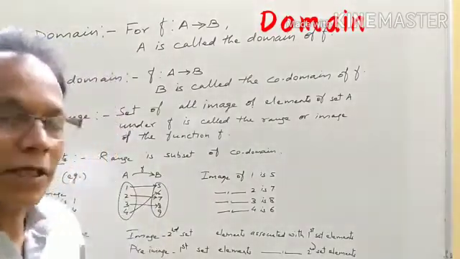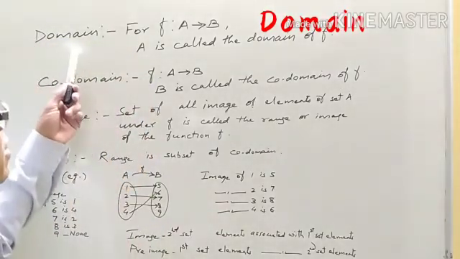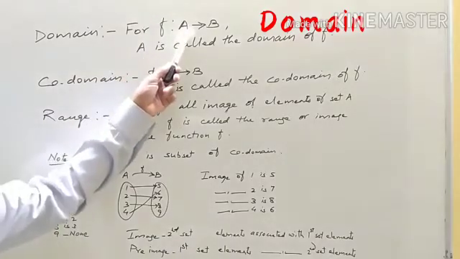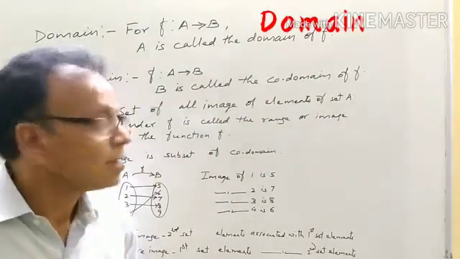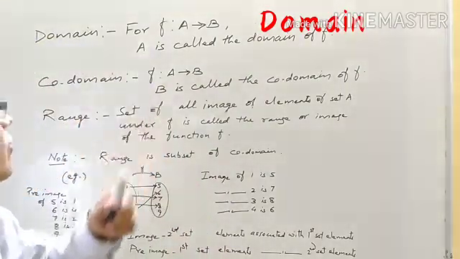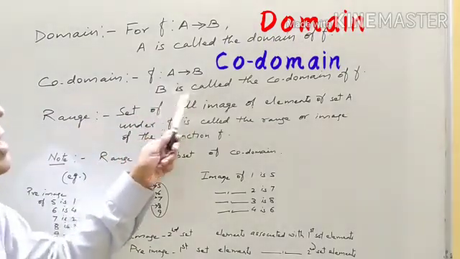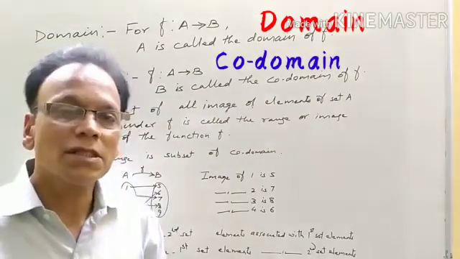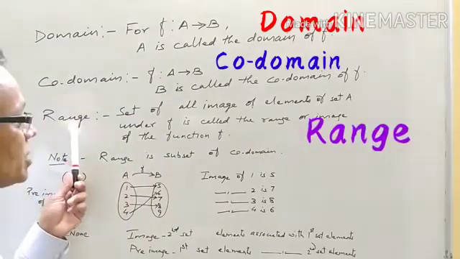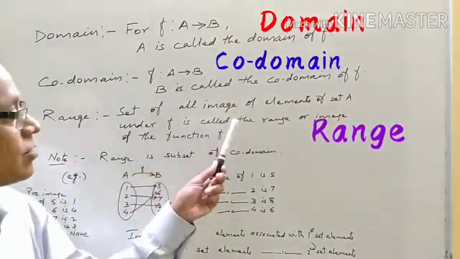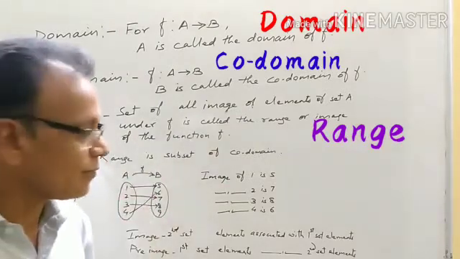Now the domain, codomain and range of the function. First, domain: you know that for f: A → B, A is called the domain of the function. The first set A is known as the domain. Codomain: if f goes from A to B, B is called the codomain of f, meaning all the elements of the second set form the codomain. Range: the set of all images of elements of set A under f is called the range or image of the function f.